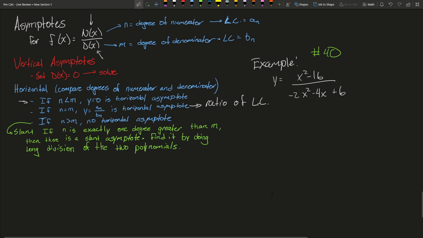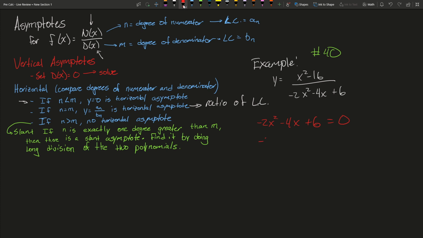So the first thing we can do is set our denominator equal to 0 to find vertical asymptotes. So negative 2x squared minus 4x plus 6 is equal to 0. I'm going to choose to factor this. If it's not a quadratic, if it's a cubic or a quartic or anything higher than that, you can use your calculator. You can graph it, second trace, zeros, go from there, right? It's probably going to be decently simple for the test, but I'm going to factor it.